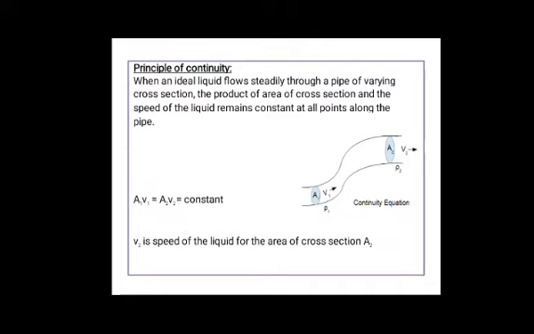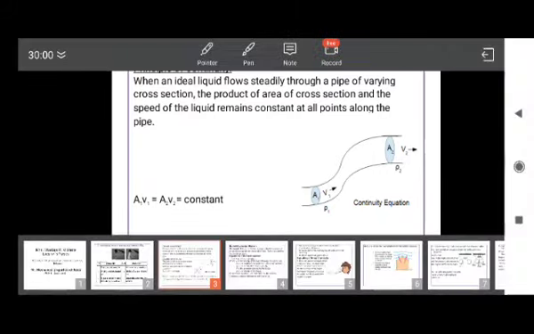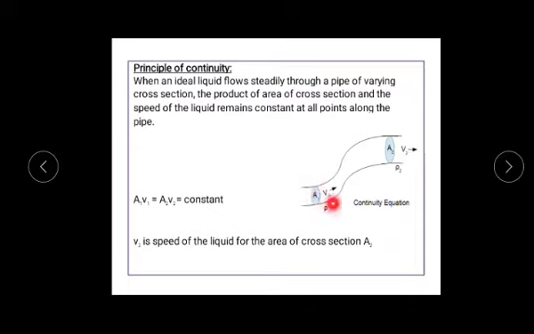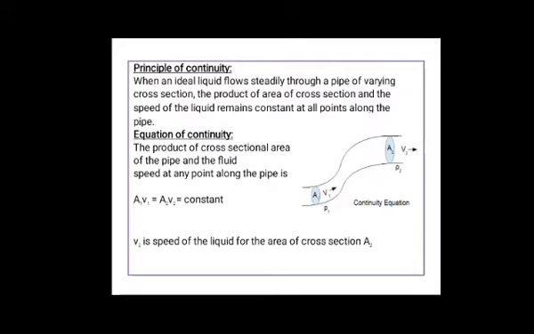Now let us learn equation of continuity. For that, let us consider one simple diagram of a pipe having variable cross section. Means you can observe here area of cross section at this end of the pipe, let it be A1, and here let it be A2. Then V1 and V2 are the speed of the liquid for the cross sectional areas A1 and A2 respectively. Now what is this equation of continuity? The product of cross-sectional area of the pipe and the fluid speed at any point along the pipe is constant.